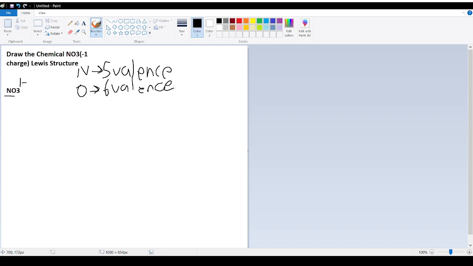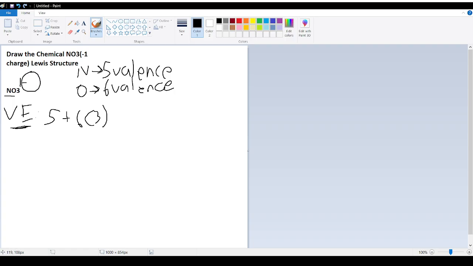Now, I'm going to find the total amount of valence electrons. That's going to be 5 plus 6, but note that there are 3 oxygens. Now there's a tricky part. First of all, the number of valence electrons should be even. However, when you add this up, it is 23. So there's something wrong with this.